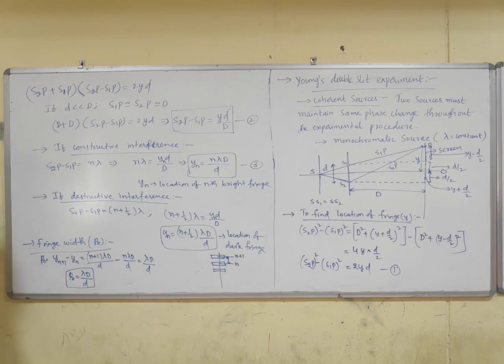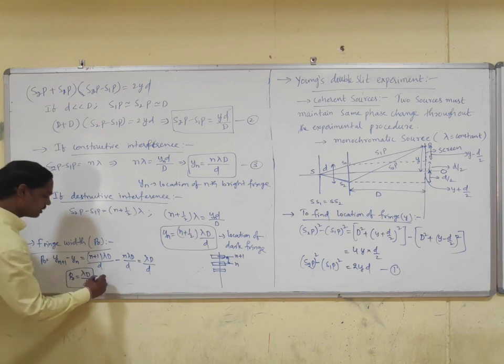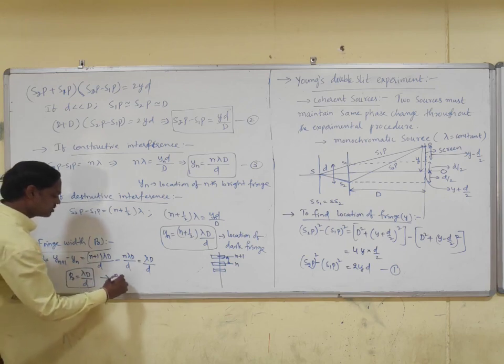Now the question is, is the fringe width constant or variable? Will all fringes have the same width or varying width? Lambda is constant. We have taken coherent sources. Screen separation is constant. Slit separation is constant. So we conclude that beta is constant.